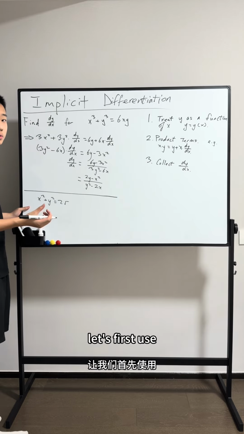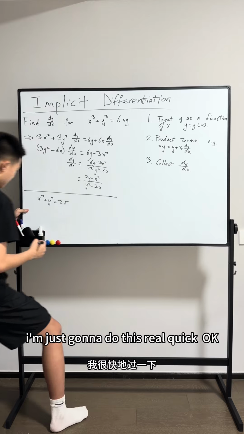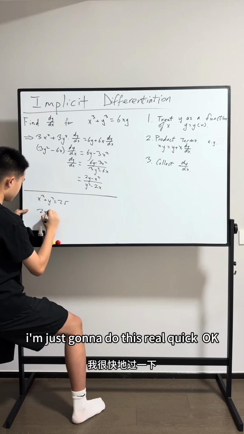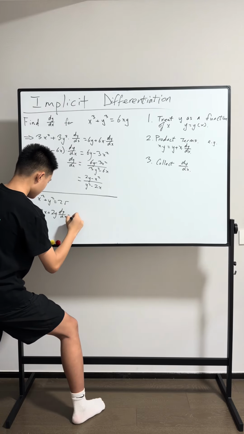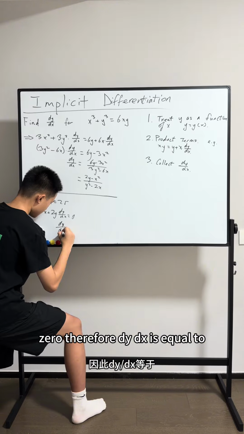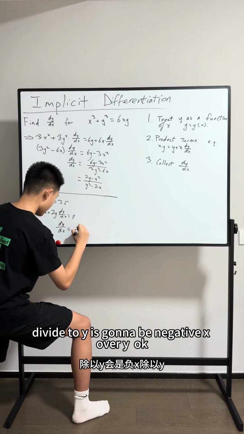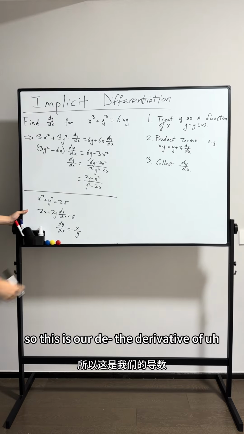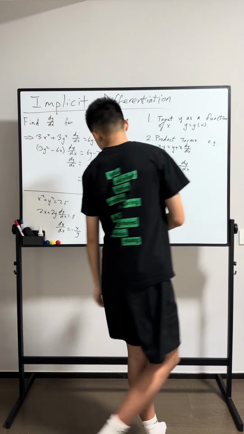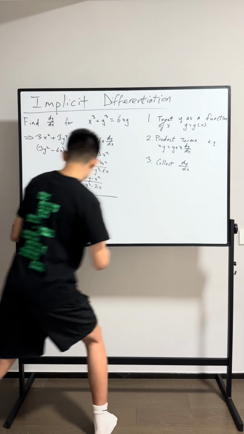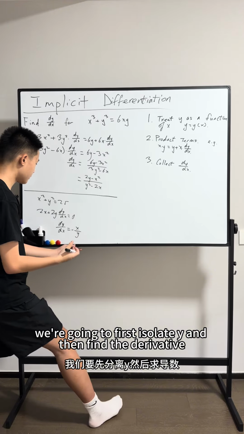Now let's first use implicit differentiation to get dy dx. I'm just going to do this real quick. 2x plus 2y dy dx is equal to 0, therefore dy dx is equal to, moving this here and dividing by 2y, negative x over y. So this is our derivative found by implicit differentiation. Now, on the right side, we're going to first isolate y and then find the derivative.